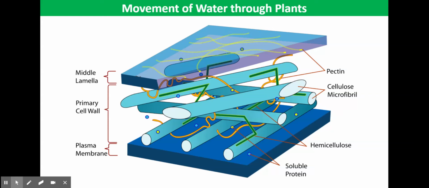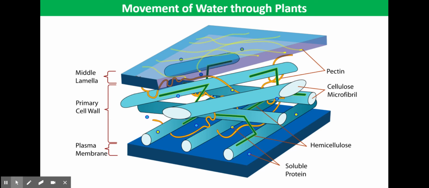This video tutorial is about movement of water through plants. The cellulose cell walls of a plant are fully permeable to water. Water molecules can move freely between the cellulose molecules or even in gaps between the cells.